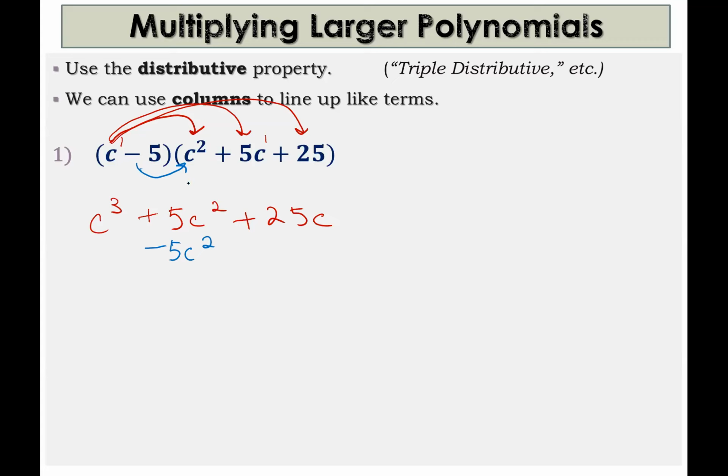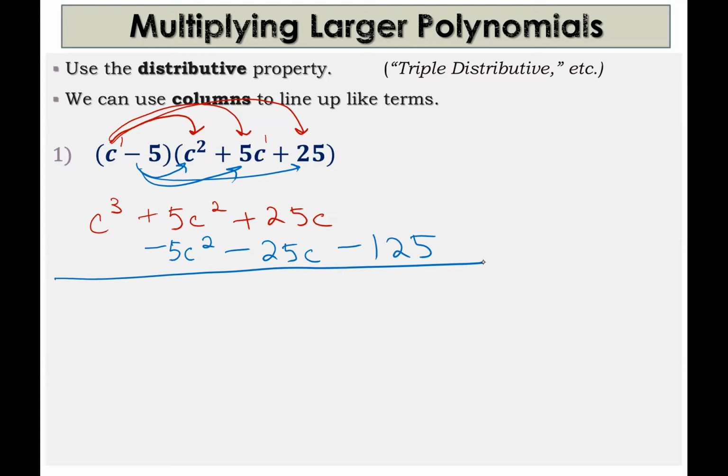Negative 5 times 5C is negative 25C. Negative 5 times 25 is negative 125. So see, now all my like terms are just ready to go. They're all lined up. Now I'm going to add C to the 3rd plus nothing is C to the 3rd. Positive 5C squared minus 5C squared, those cancel out. So I have nothing here. Positive 25C minus 25C, canceling again. And then I just have minus 125.